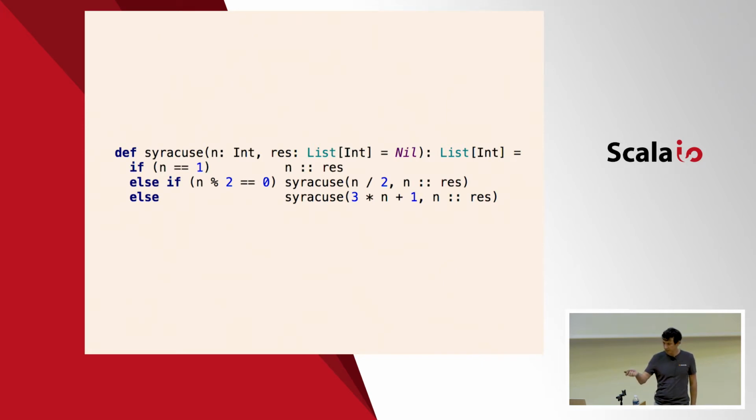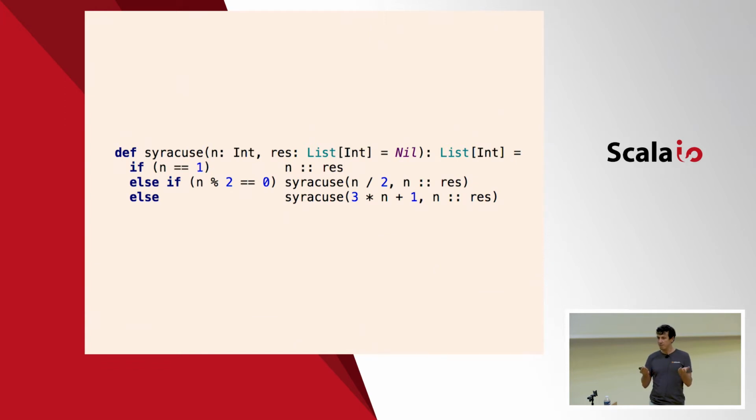So for example here, let's say I have this function called Syracuse, and it's doing some computation. So anyone has an idea of what this thing is doing? Anyone knows about the Syracuse conjecture? No? So it's very simple. You take any number. If it's an even number, you divide it by 2. If it's not an even number, you multiply it by 3, and you add 1. And you repeat the process.